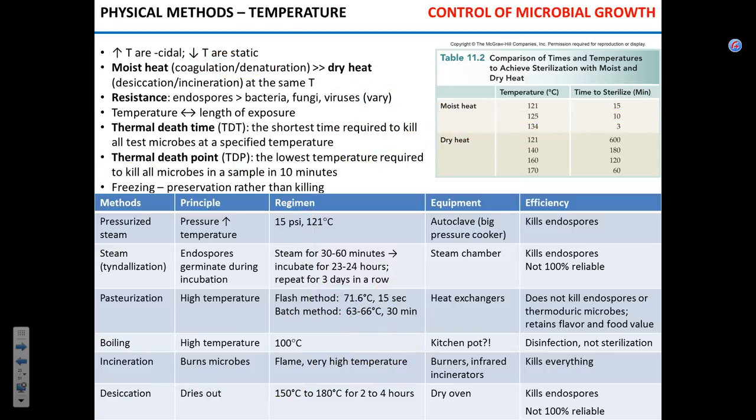Now we're going to talk about physical methods, and we're going to start talking about chemical ones. So physical methods of control: temperature, radiation, and filtration. First, general considerations about temperature. High temperature is bactericidal. Boiling steam kills microbes. Low temperatures, like in the fridge or in the freezer, are bacteriostatic. They stop microbes from growing, not really killing them. And not even completely stopping them.